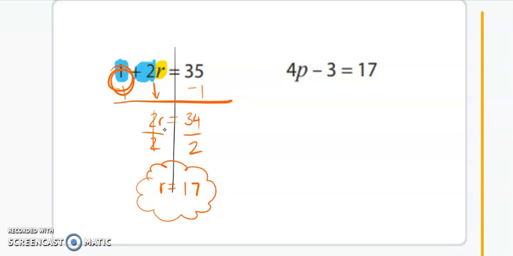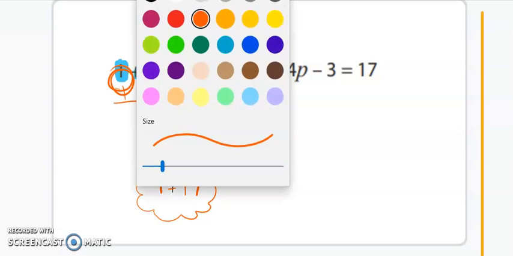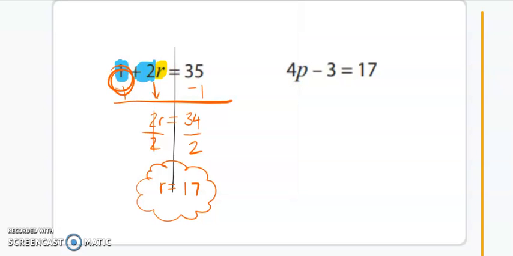Okay. And over here for the second one, we're going to do pretty much the same thing. So again, we're going to separate our equation. We have a left-hand side and a right-hand side. And I'm going to highlight again. I'm going to get yellow. Our variable this time is p. Variables can change. It's no big deal.